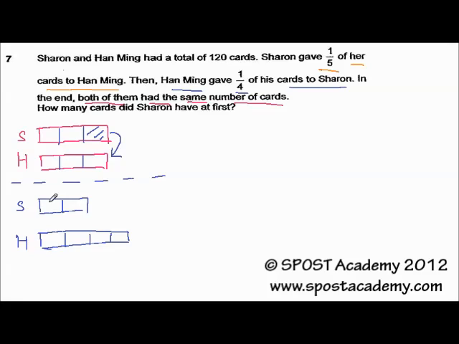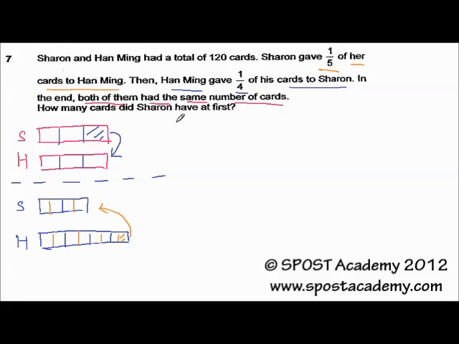So how do we do this? By cutting it again into half. Now, Sharon has 4 units left, and she ended up like this because she gave 1 unit to Hanming. So Hanming has to return 1 unit back to Sharon.